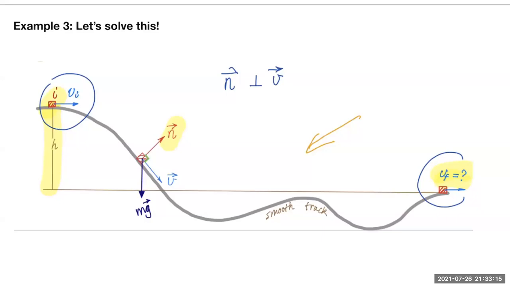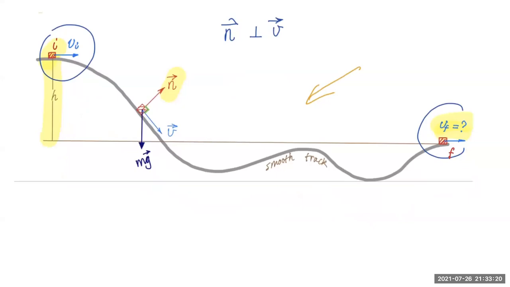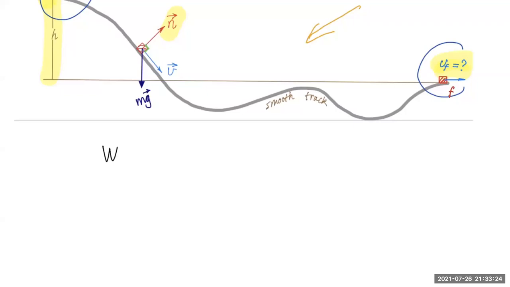And with the final state at the end, of course. How do we relate them? Work energy theorem again. Okay, so we start with W equals delta K, initial to final. Now, the work done, there are two forces involved. One is mg, the other is N, right?